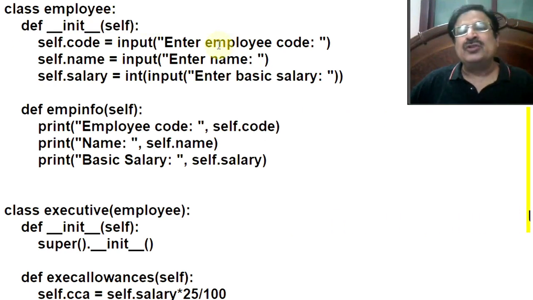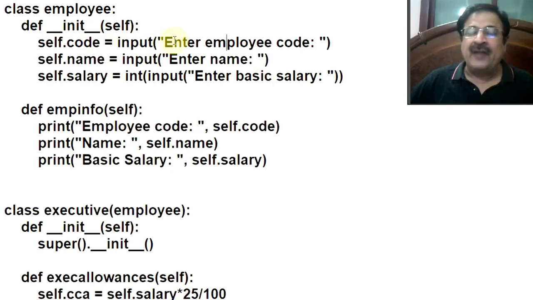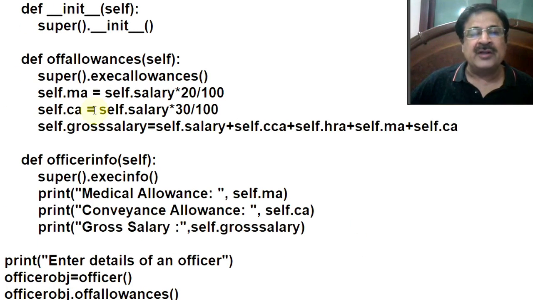It will ask the user to enter code, name and salary. And the values entered by the user for the code, name and salary will be assigned to the code, name and salary attributes. And these attributes are of the object which has invoked this function. That is, these code, name and salary are attributes of this officer obj object. Okay. You are invoking the off allowances function of the officer class.